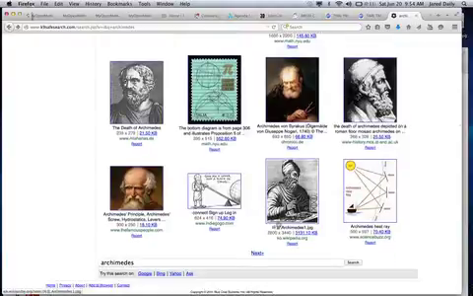Archimedes was also the one that figured out a lot of the science that had to do with levers, lever arms, and things. And one of his famous quotes says, "Give me a lever and a place to stand, and I'll move the world." A very, very famous quote.